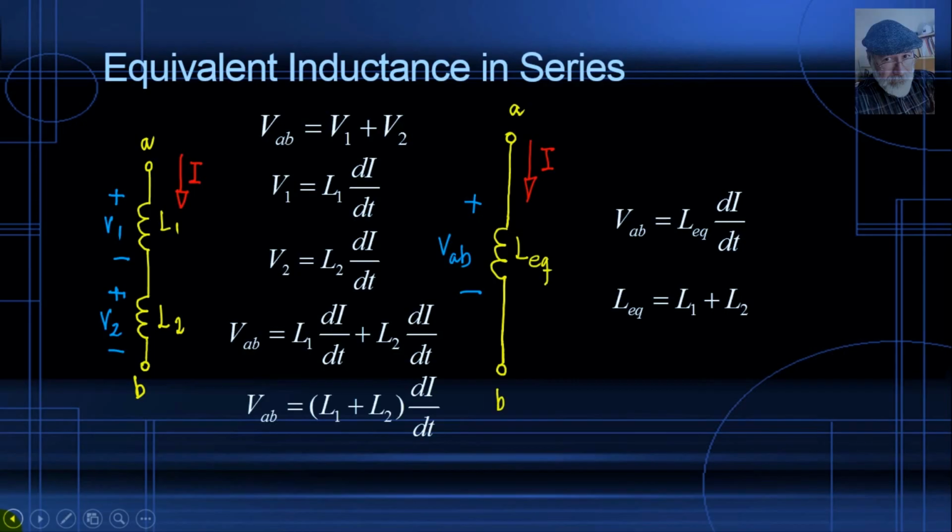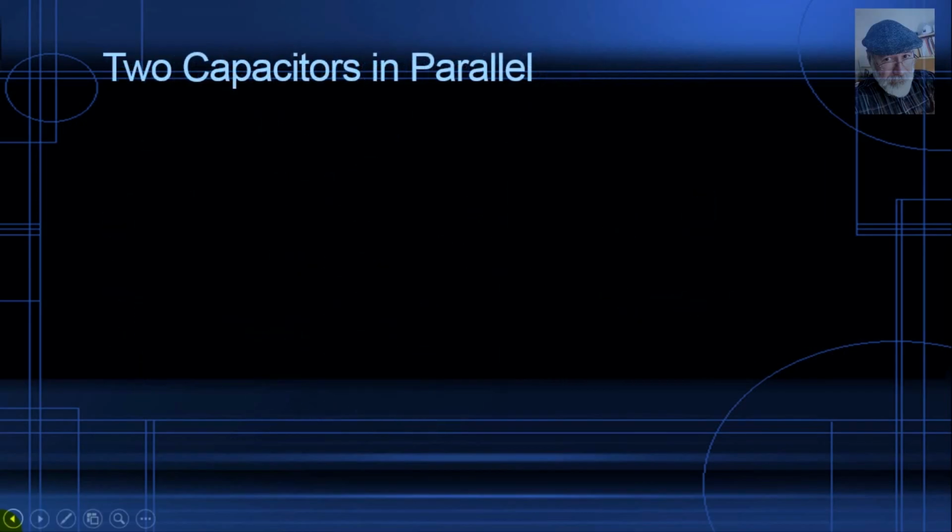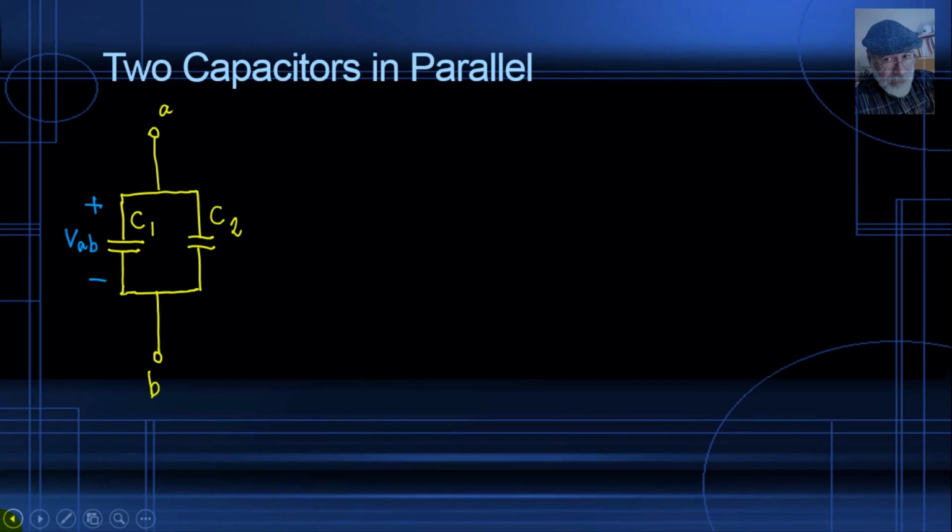Let's do a third and last one. Capacitors in parallel, right? Here are the two capacitors, C1 and C2, in parallel between nodes A and B. The voltage in each one of them, because they are in parallel, is the same, VAB. We have seen that in a previous video.